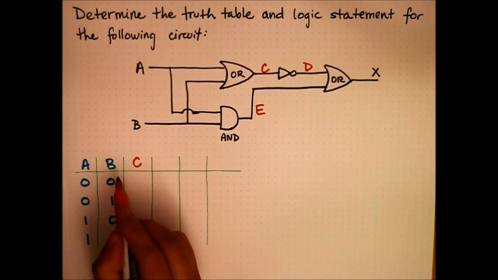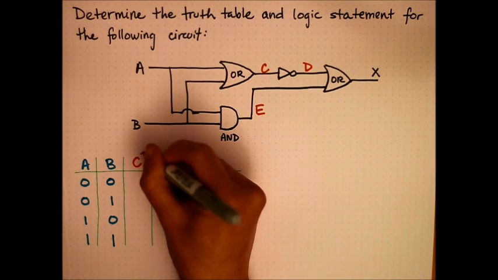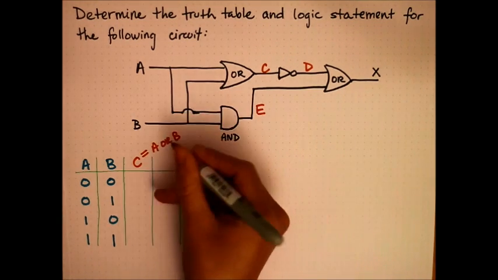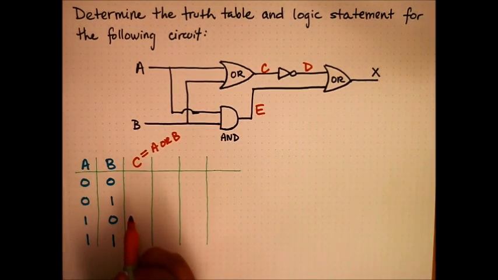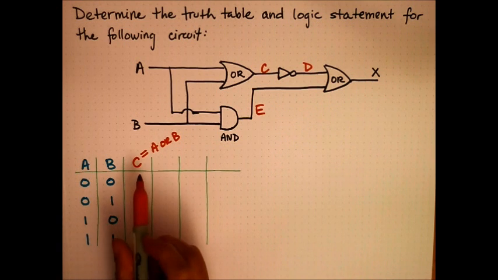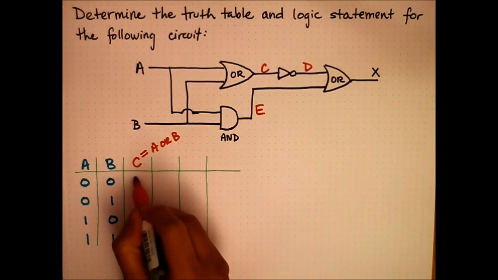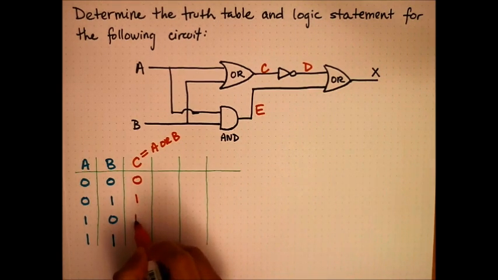So A and B are going into an OR gate, and C is the output, so C is equal to A or B. Writing this down will be useful later. So A or B. A or B is true when one or both of the inputs is true. So this is 0, 1, 1, 1.